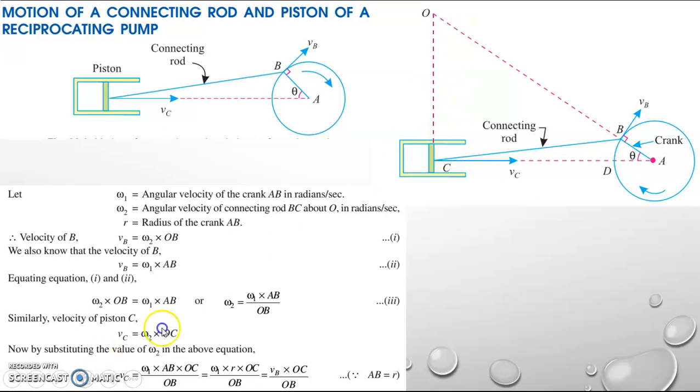Where omega 2 can be replaced by the equation we have already got, omega 1 into AB by OB. So we will replace omega 2 by omega 1 into AB by OB, into OC, where AB is the radius of the crank.